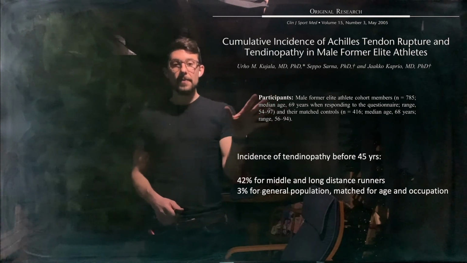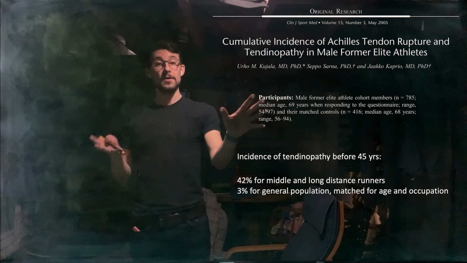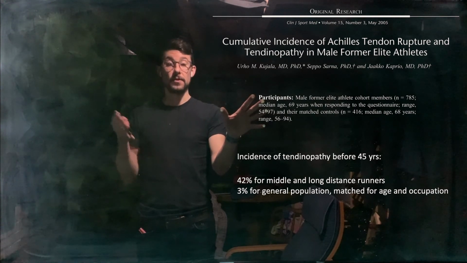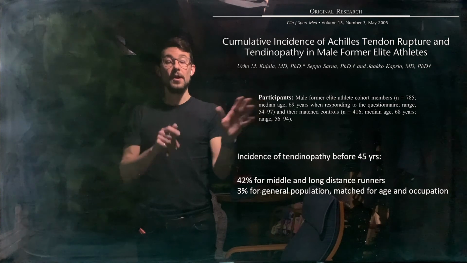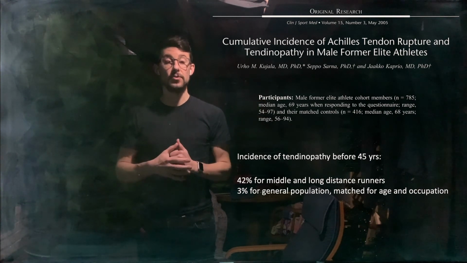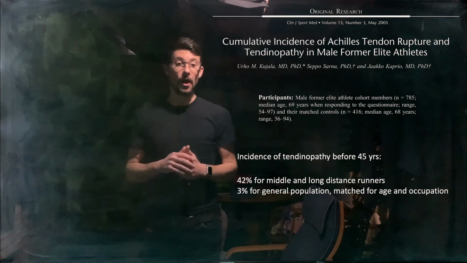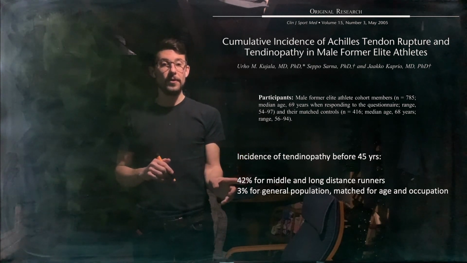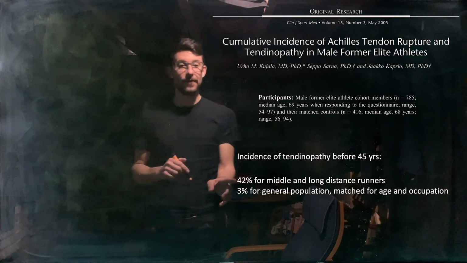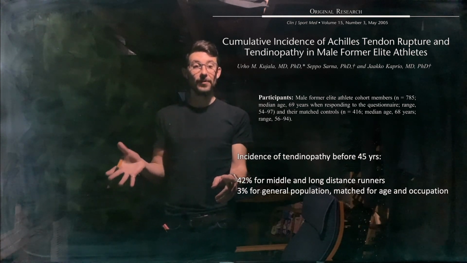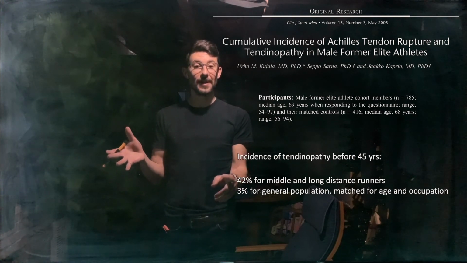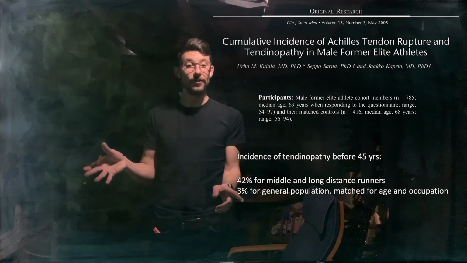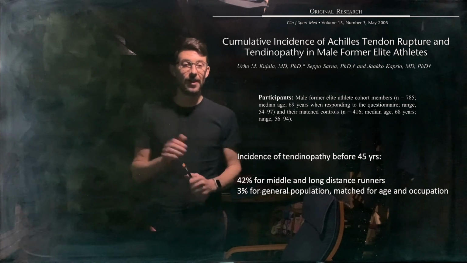Here's another paper looking at the occurrence of tendinopathy in athletes or active individuals versus control subjects who are paired for occupation and age. And the notable thing that this study found is that 42% of middle and long distance runners experience tendinopathy, and only 3% of the general population that's matched for age and occupation do.